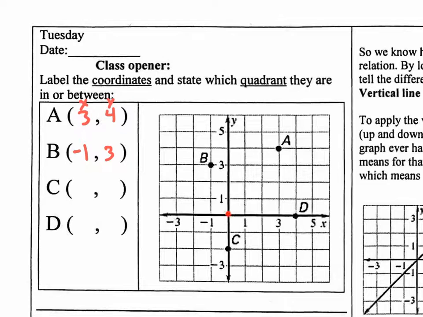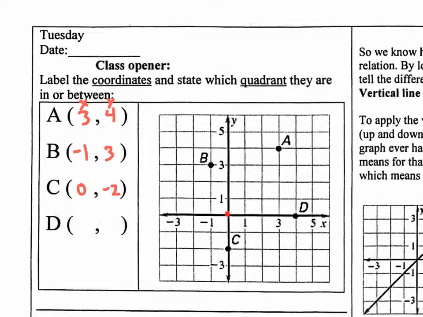Back to the origin, let's go to C. Do I go positives or negatives on x? I stay at 0 on x, and I go down to -2 on y. So the location of C is 0, -2. That's what I'm going to write over here, 0, -2.